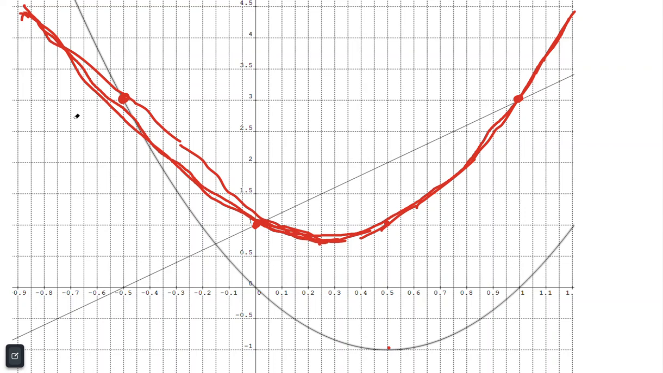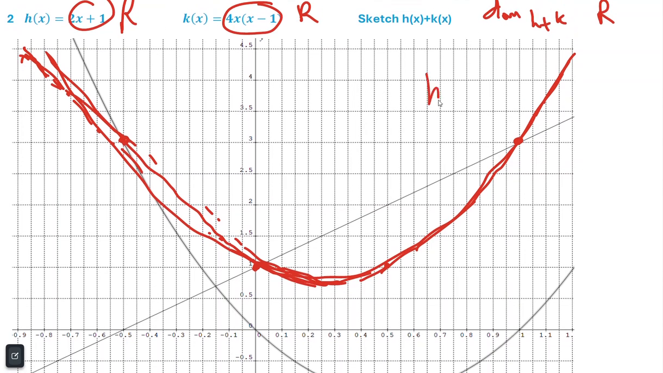I could possibly get rid of those bits there. They're a little bit too low, they're all those, and then that's what my curve's going to look like. Okay, so that's going to be the graph of h of x plus k of x.